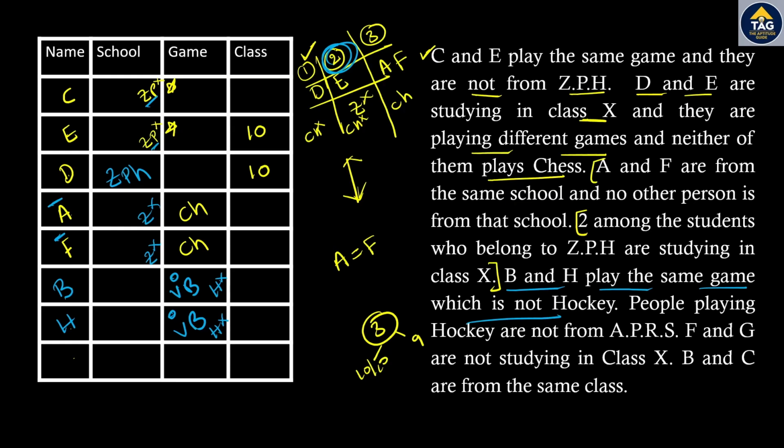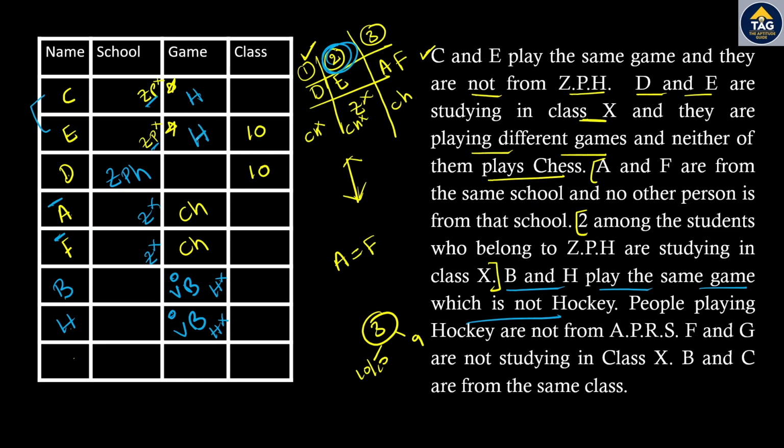Now, people playing hockey are not from APRS. Let's understand this now. As C and E belong to the same school, I also know that C and E play the same game. So this particular game cannot be chess, as we have 2 members earlier playing chess. These 2 should not be from volleyball, as we have 2 members playing volleyball here. So it cannot be volleyball, it cannot be chess, so it has to be the third game, hockey.